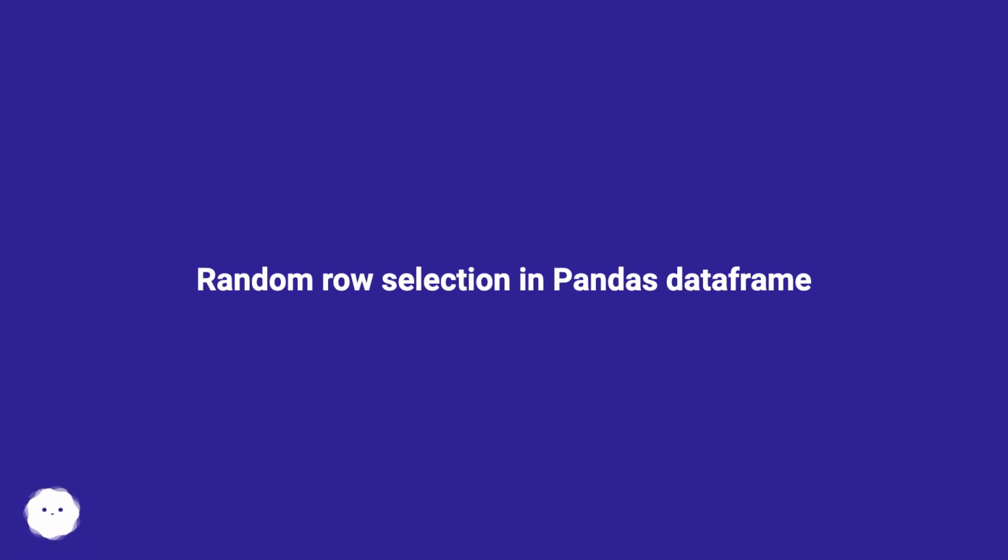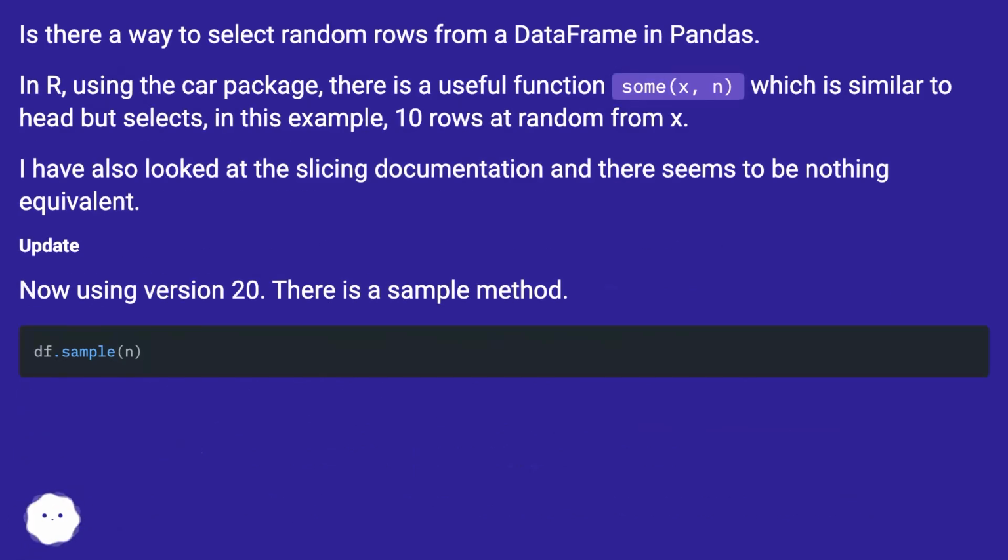Random row selection in Pandas data frame. Is there a way to select random rows from a data frame in Pandas?